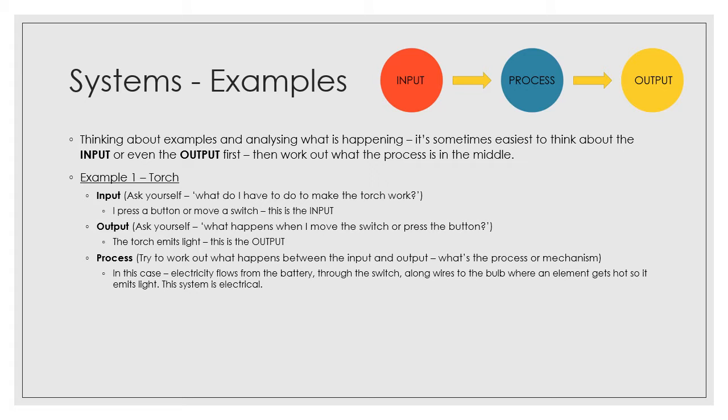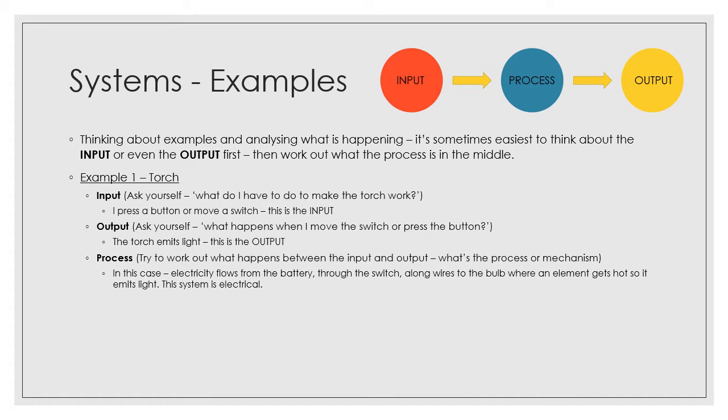Here's an example, number one, a torch. The input. Well, ask yourself the question, what must I do to make the torch work? And the answer is, I have to press a button or move a switch. That's the input. The output. Ask yourself, what happens when you push the button or move the switch? The answer is, the light comes on.